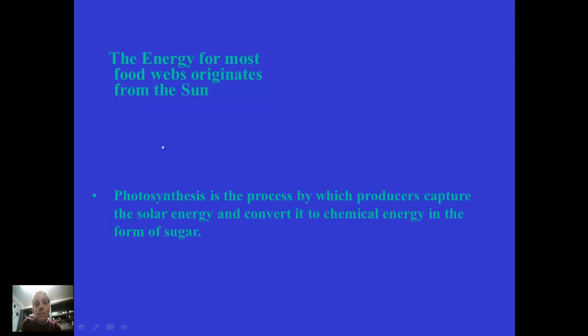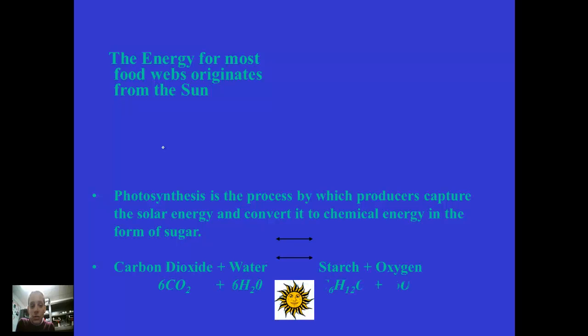Okay, the energy from most food webs originates from the sun. That solar radiation will travel through the vacuum of space in order to reach the surface of our planet. Photosynthesis is the process by which producers capture the solar energy and convert it to chemical energy in the form of sugar. And that sugar is known as glucose.